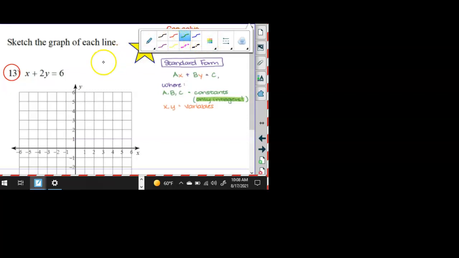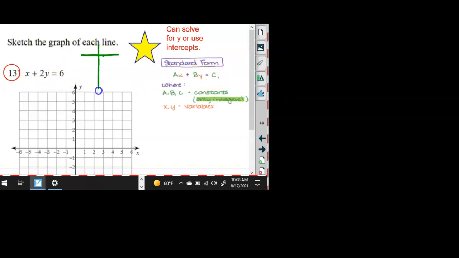All right, I'd like to graph this number 13 two different ways, okay? Eventually, I would like you to work on learning to graph. This is called standard form, and we're going to talk more about that tomorrow. See how it has an x, a y on the same side, and a constant on the other side? I would eventually like you to practice graphing standard form lines by finding the intercepts, okay?